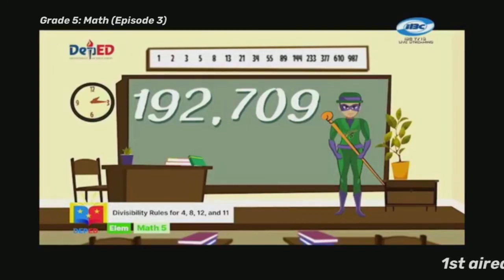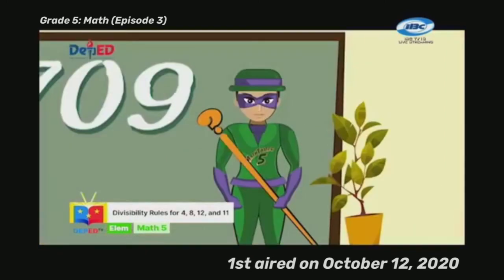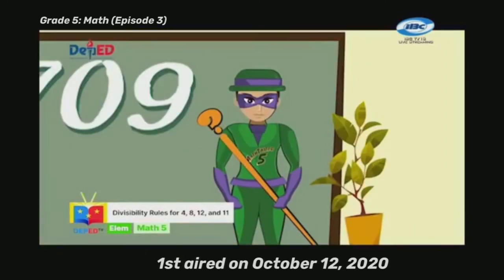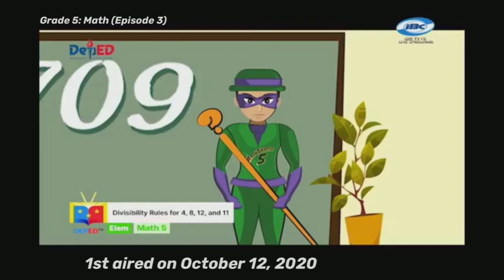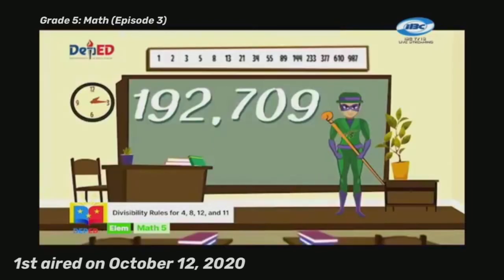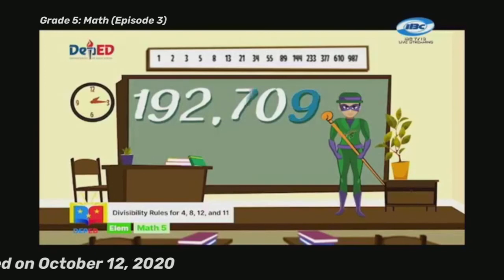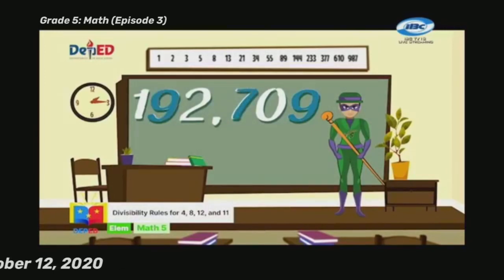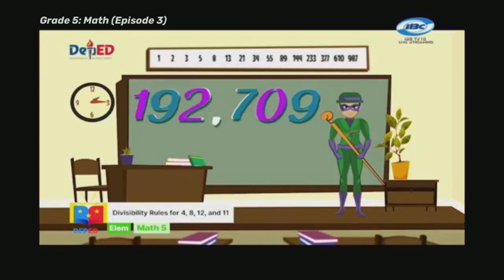192,709. Is 192,709 divisible by 11? What's the first step? Right! Let's separate the digits in the odd places. These are 9, 7, and 9. Second, let's identify the numbers in the even places. 0, 2, and 1.